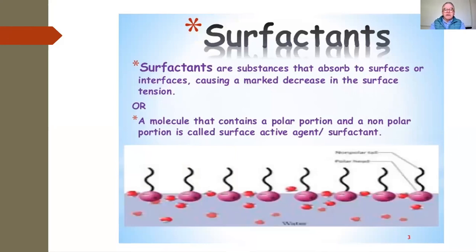Surfactants are substances that absorb to surfaces or interfaces, causing a marked decrease in the surface tension. A surfactant is a molecule that contains a polar portion and a nonpolar portion. It's called a surface active agent, or a surfactant. So there is a polar component to the molecule and a nonpolar component to a surfactant molecule.